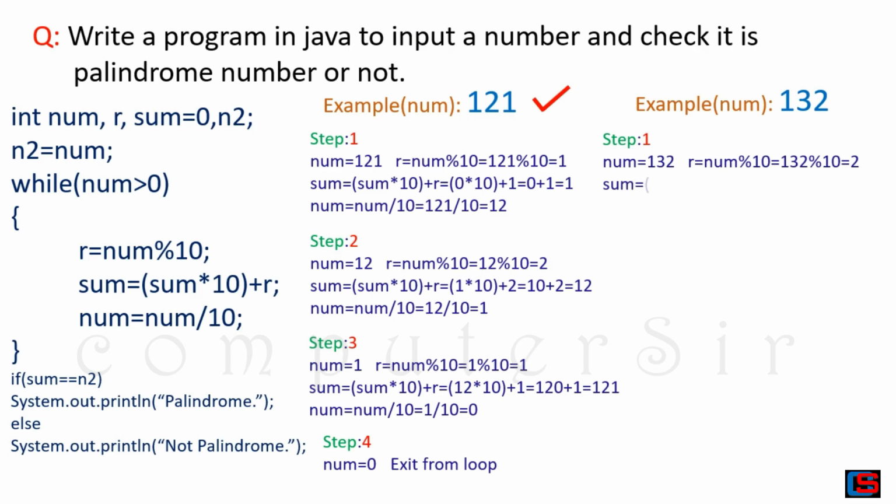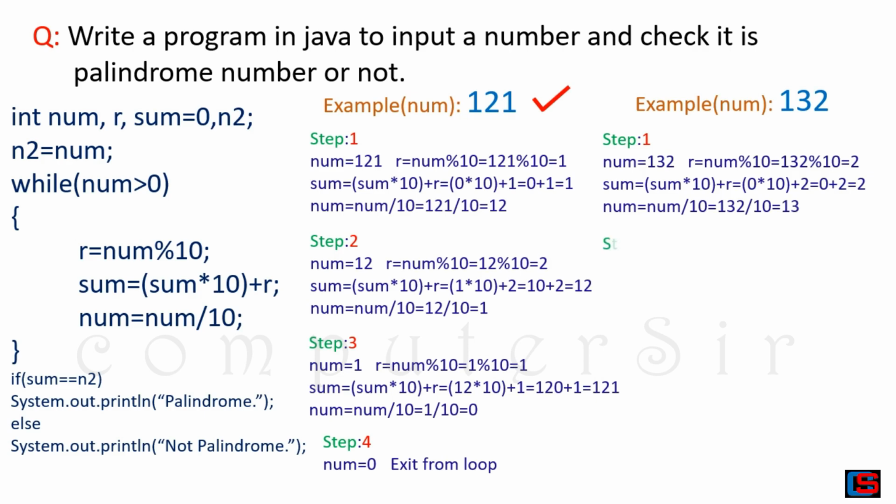And sum equals sum into 10 plus r, and the initial value of sum is 0. So 0 into 10 plus r, where the value of r is 2. So 0 plus 2, so sum becomes 2, and num equals num by 10, so 132 by 10, and the value of num becomes 13.